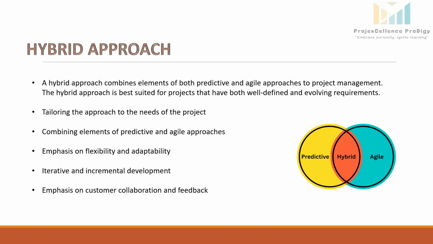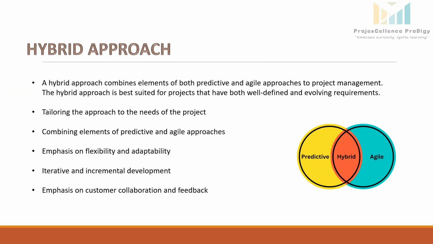So elements in the project that are well known and have fixed requirements, we will plan and execute under the predictive approach. And those elements which are uncertain or evolving over time, we will adopt the agile approach, tailoring the approach to the needs of the project. Basically, we are customizing the project management methodology to fit the specific requirements, constraints, and characteristics of the project.